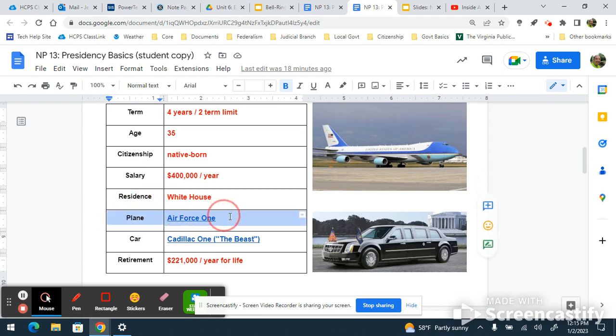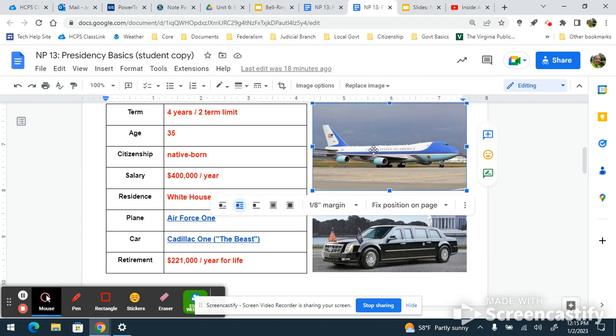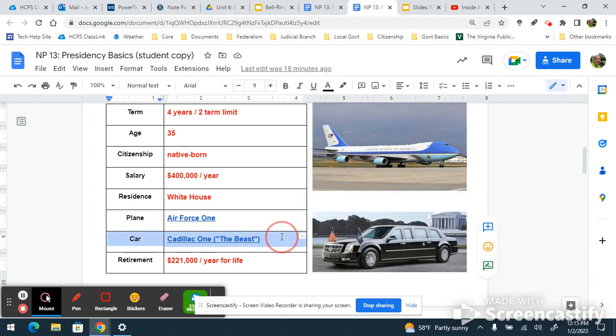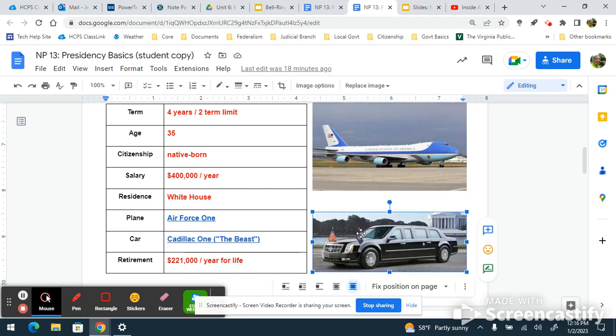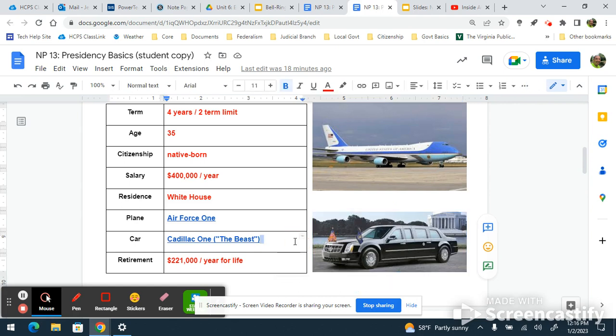The federal government will fly you around in a plane called Air Force One, like right here. The federal government supplies you with a limousine. It's nicknamed the Beast by the security folks. Here's the Beast right here. It's a highly secure vehicle. Interestingly, the president does not do their own driving. The federal government supplies them with professionally trained drivers. The president, once they take over, they don't drive themselves at all.